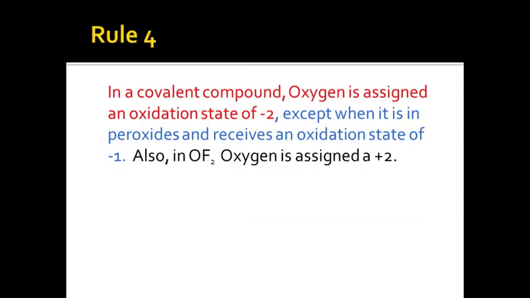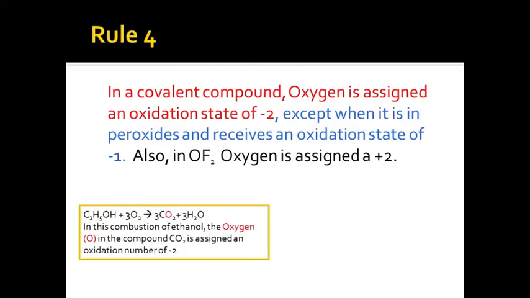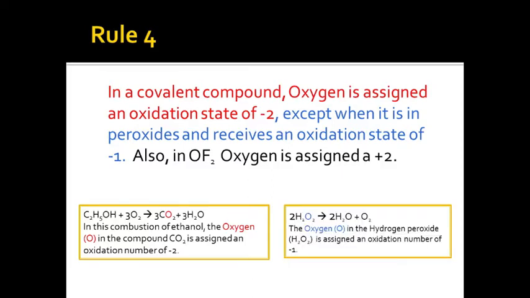Rule 4. In a covalent compound, oxygen is assigned an oxidation state of -2, except when it is in peroxides and receives an oxidation state of -1. Also, in oxygen fluoride, oxygen is assigned a +2. In the combustion reaction of ethanol, the oxygen in CO2 is assigned an oxidation number of -2 because CO2 is a covalent compound. The oxygen in the hydrogen peroxide is assigned an oxidation number of -1 because H2O2 is a peroxide.